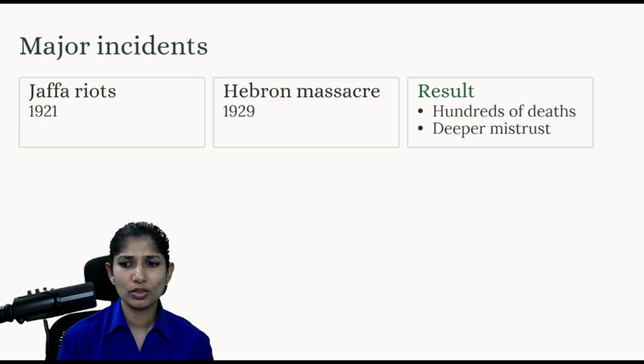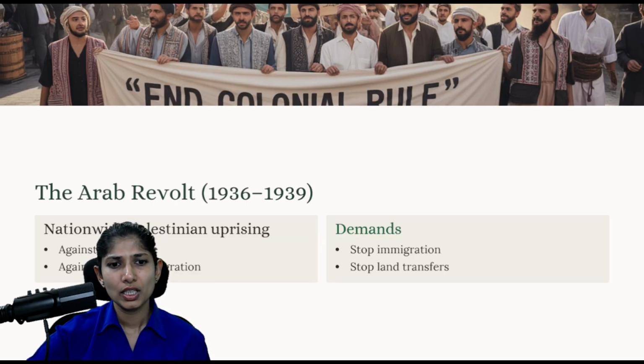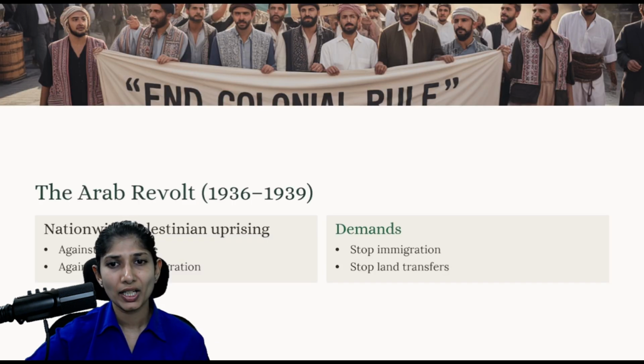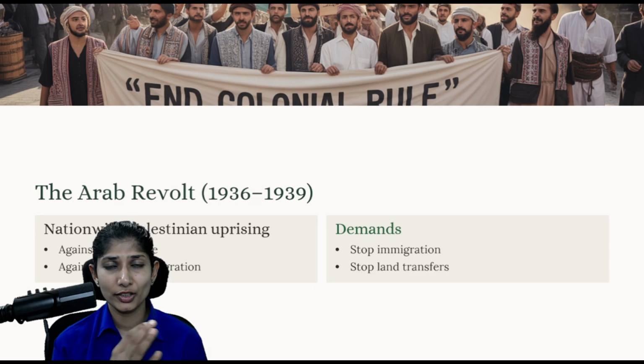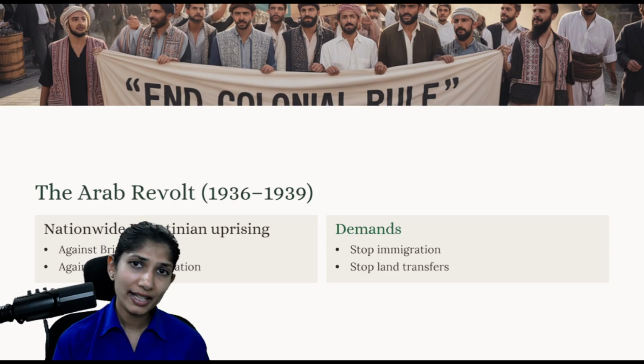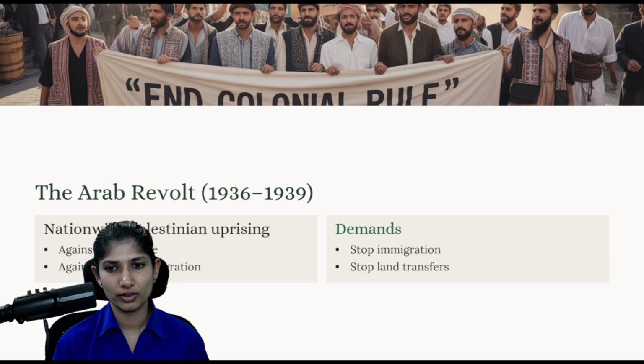A British commission was now brought in. Now when you see why these events were happening, it showed that it was because of two reasons: loss of their land rights, and also the huge immigration of Jews. The Arab revolts also kept on happening, wherein they were against the British rule and against Jewish immigration.